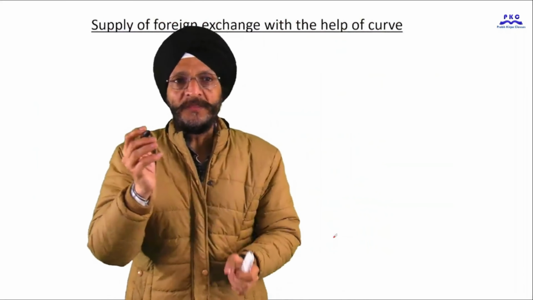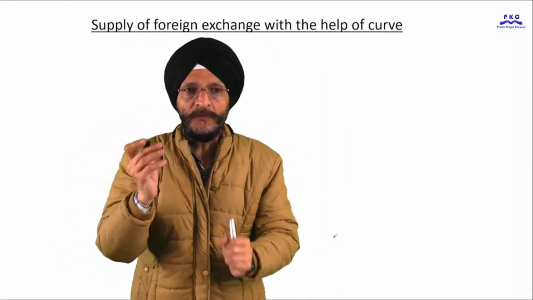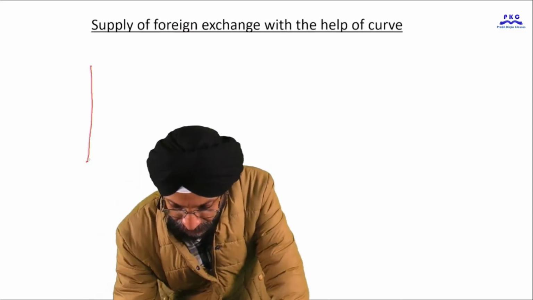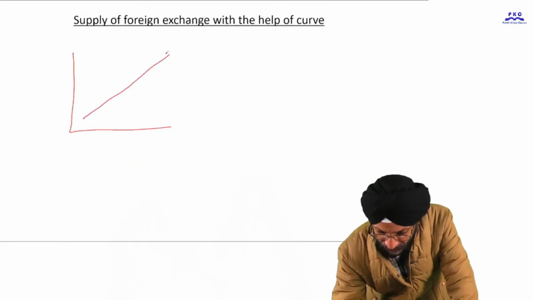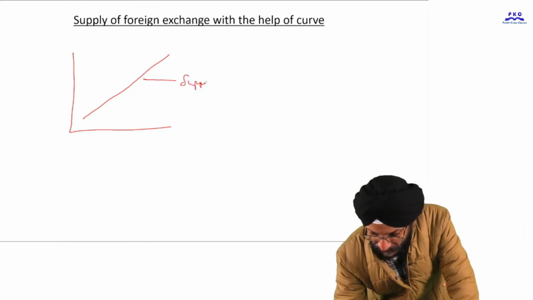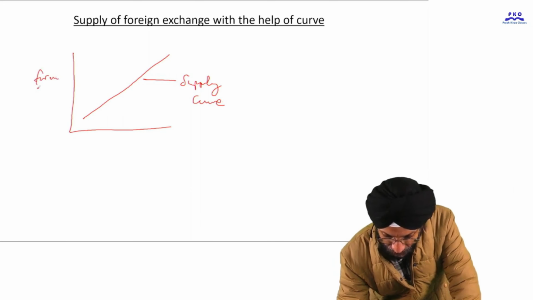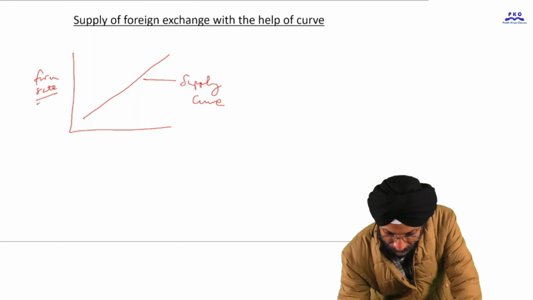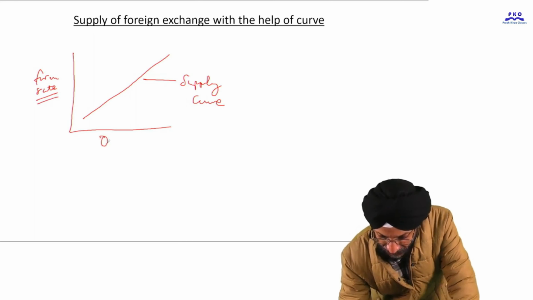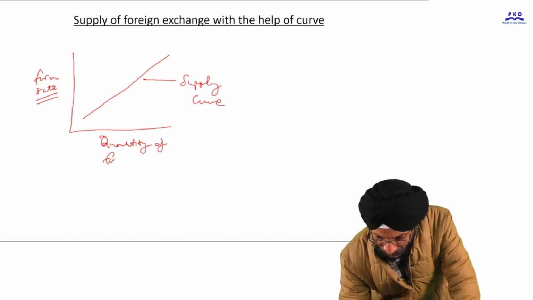Now we will form the supply curve of foreign exchange. This is the supply curve of foreign exchange. Forex rate in relation to domestic currency. This is the quantity of foreign exchange supplied. This is x-axis, this is y-axis.